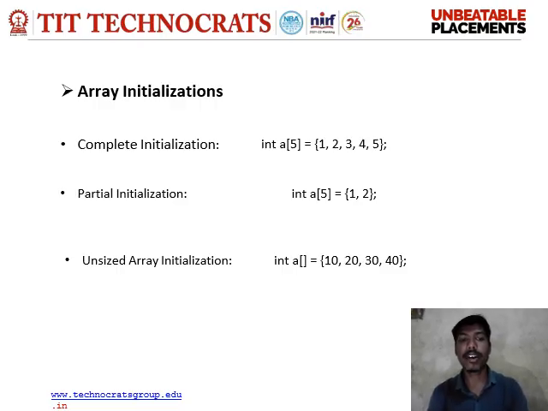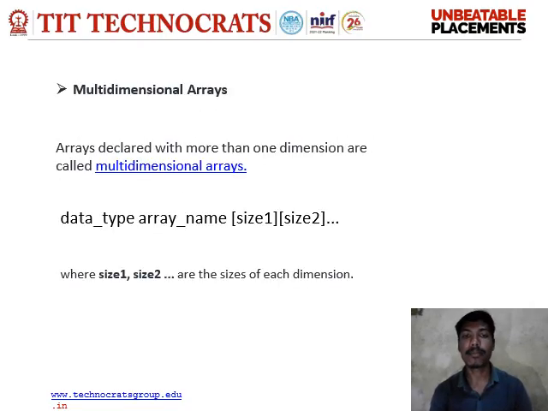Partial initialization is when you make an array of size 5 but put only two elements, so the remaining three elements or indexes are empty. And third is unsized array initialization. In unsized array initialization you do not mention the size of the array, but you initialize the array with the elements, so the compiler automatically determines the size of the array by counting its elements.